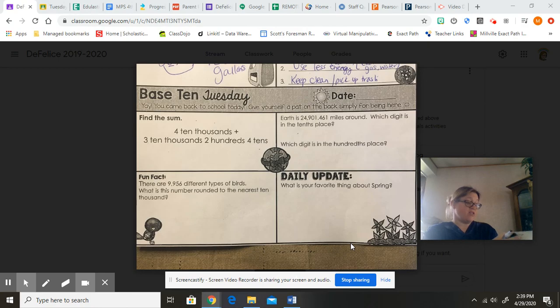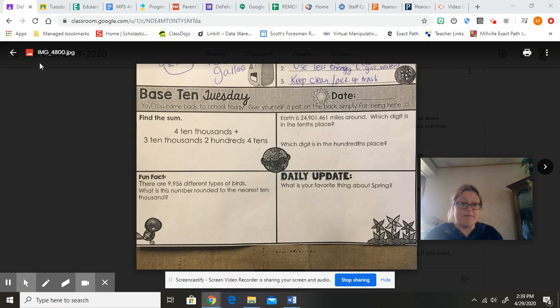What is your favorite thing about spring? Oh, I love spring. I love that our days are getting longer. I love that the temperature is getting warmer. I love that the flowers are blooming. Oh, I just love everything about spring. I just wish that we were in school so that we could enjoy it together.